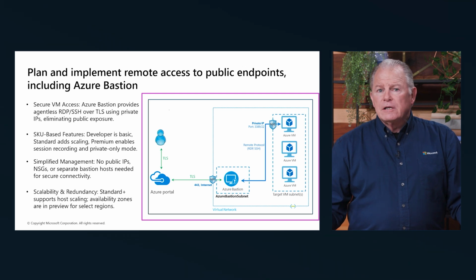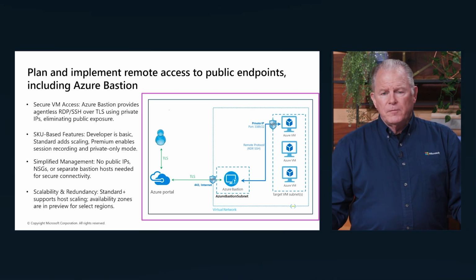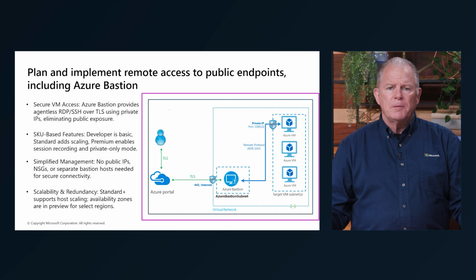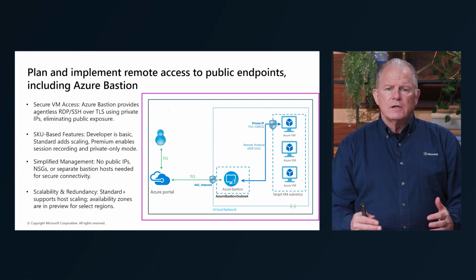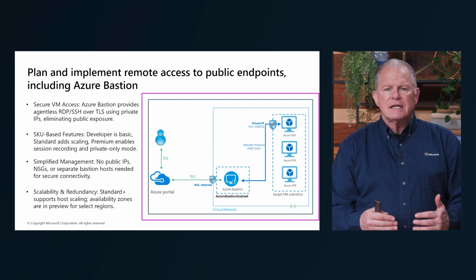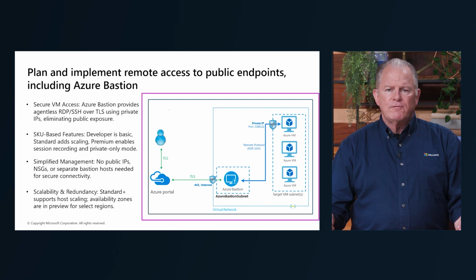So one of the things we want to take a look at is Azure Bastion. Now, you might have heard terms in the past of a PAW, a privileged access workstation. Maybe you've heard of a thing called a jump box. These were all technologies that people used to gain access to managing some infrastructure.